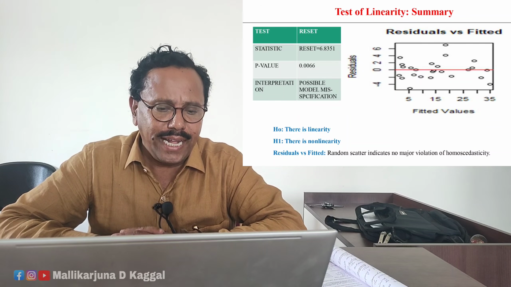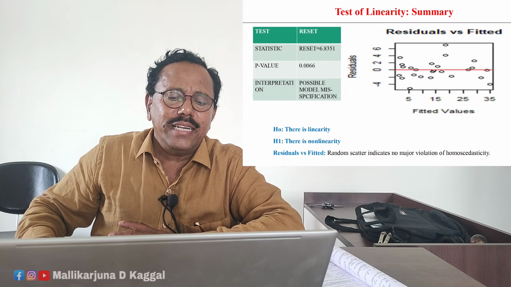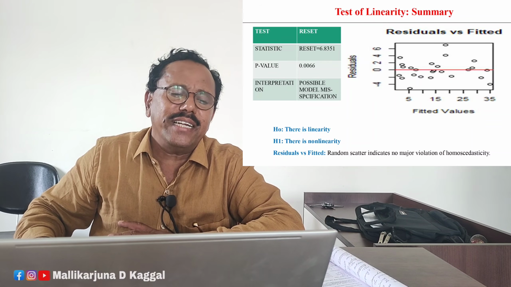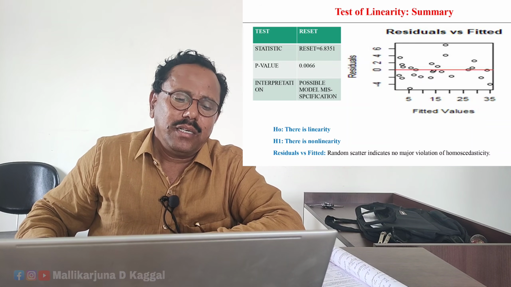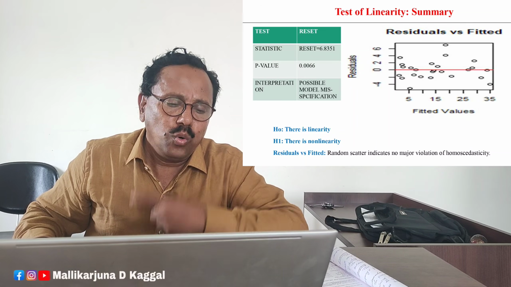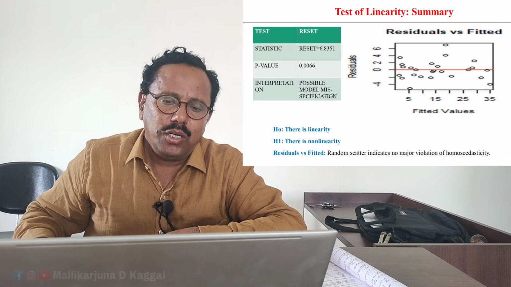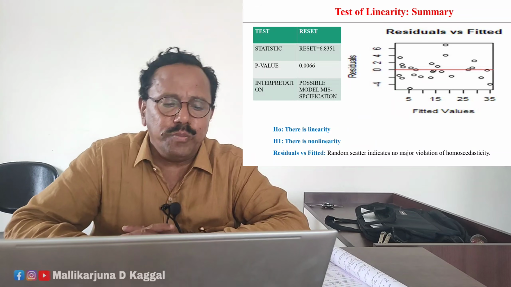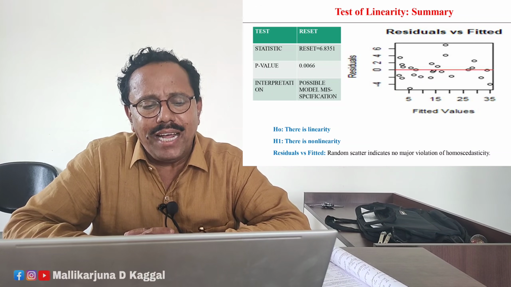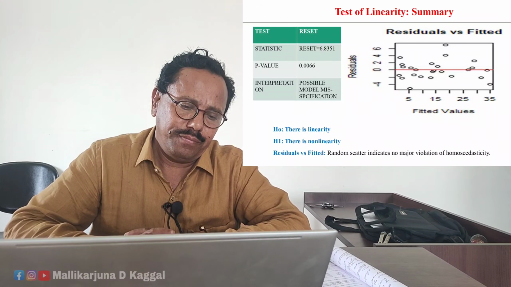Here we set the hypothesis. In the hypothesis, H0 is that there is linearity. To get linearity, the null hypothesis should be accepted, whose p-value should be more than 0.05. To get the null hypothesis accepted, your p-value must be greater than 0.05.